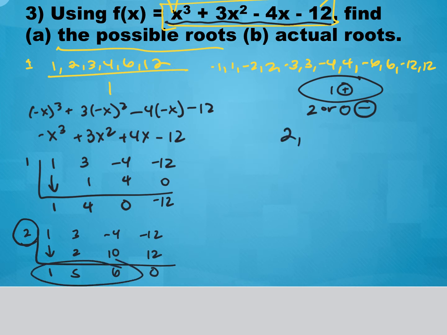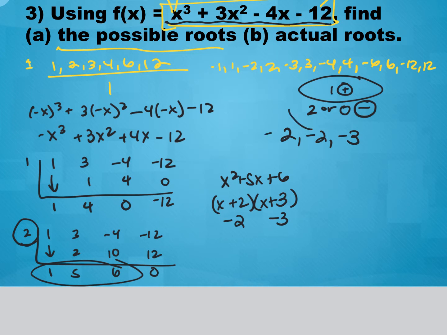I'm going to take what's left here, x squared plus 5x plus 6. I'm going to factor it. The 6 is positive, so they have to have the same sign, right? So what are the factors of 6 that sum to 5? Positive 2, positive 3, right? Multiply together to give me a positive 6, add up to a positive 5. Negative ones wouldn't work, because then it's a negative 5. So I get negative 2 and negative 3. They match my 2 negative roots, right? So I've got 1 positive and 2 negative, which matches one of the things that could have happened as far as Descartes' rule told me.